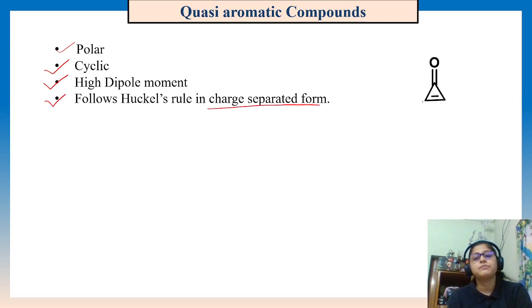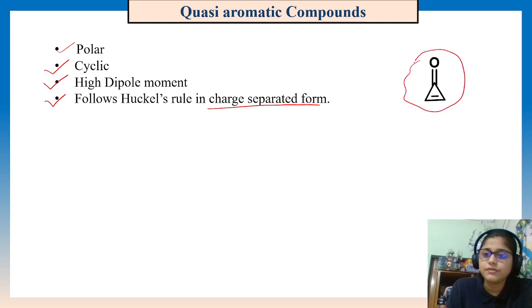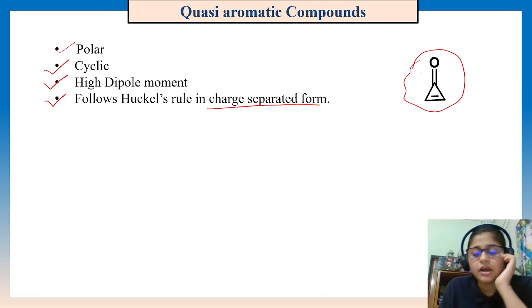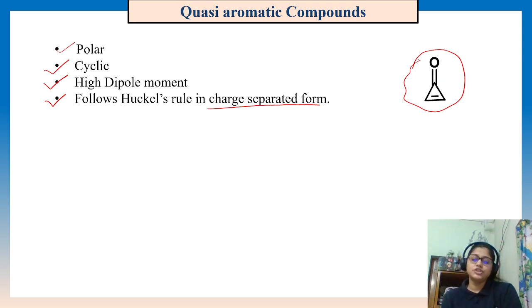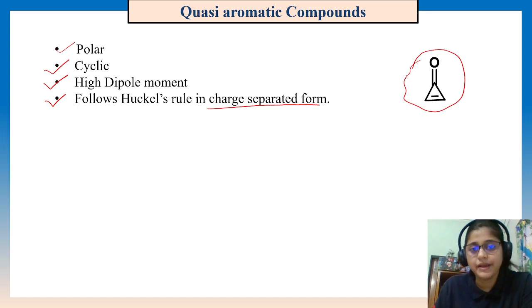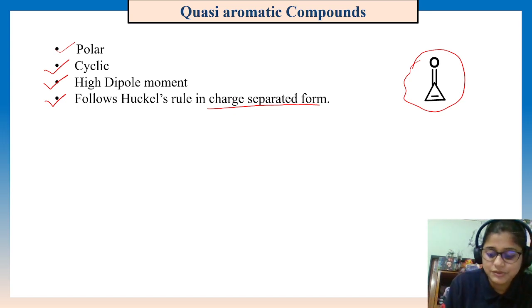What does it mean? If we take this kind of example, they are saying this is a quasi-aromatic compound. How can we say that? Here 2 pi electrons are there, but another 2 pi are present here. Should we count them or not? We don't know, right? I am here to help you. Don't worry, okay? So let's take this charge separated form.